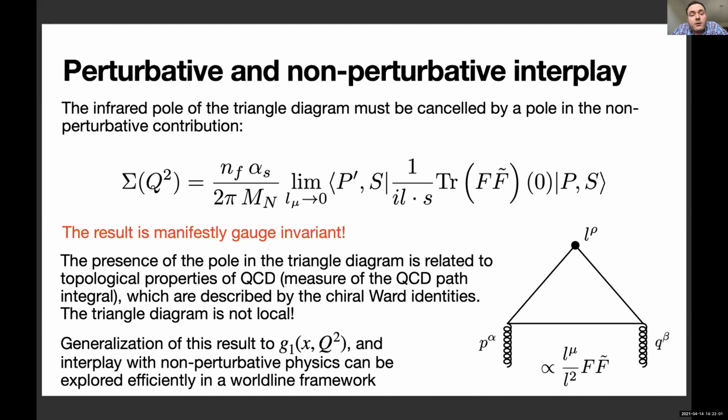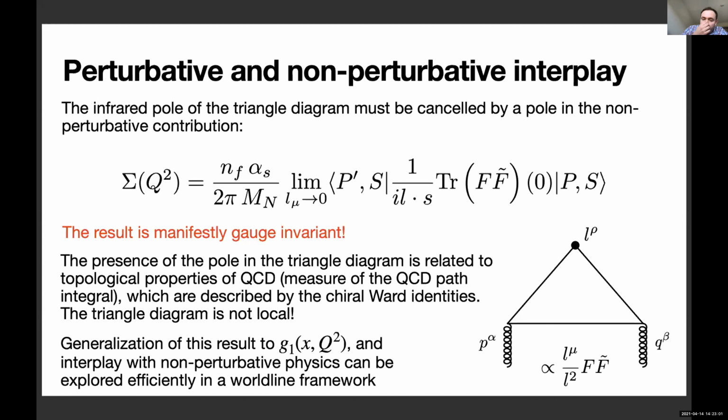So first of all, this current is local, and the second important thing is that this combination is manifestly gauge invariant. And of course, the non-trivial thing again is that the presence of this pole, and the fact that this pole has to be canceled by the non-perturbative contribution, is deeply related to the topological properties of QCD. The measure of the QCD path integral plays a central role here. And of course, all these cancellations can be described by the chiral Ward identity. But the key point is the observation that the triangle diagram is not local. So as a result, the analysis of this pole structure is very different from, say, the calculation of unpolarized observables, where all your diagrams are effectively local.